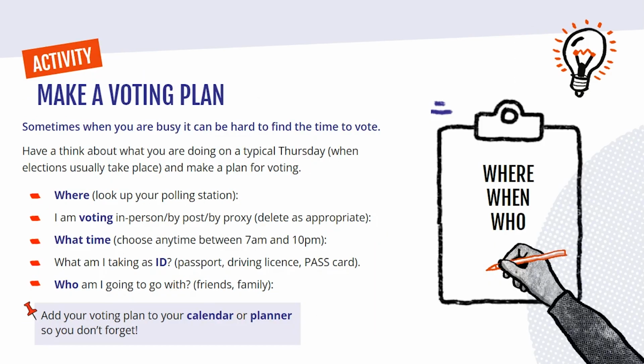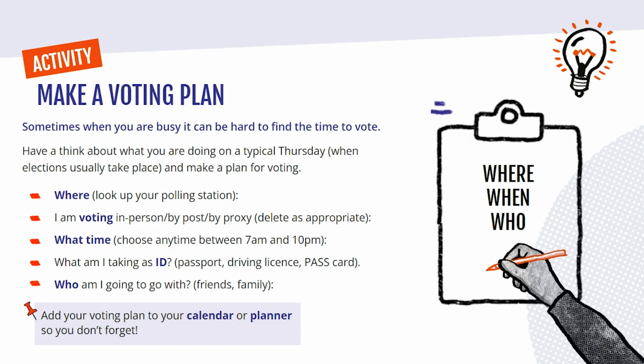Okay, time for an activity. Let's make a voting plan. Sometimes, when you're busy, it can be hard to find the time to vote, so it's time to get organised. Have a think what you're doing on a typical Thursday and make a plan for how you are going to fit in voting. Remember, the polling station is open from 7 a.m. to 10 p.m, so first job, where?